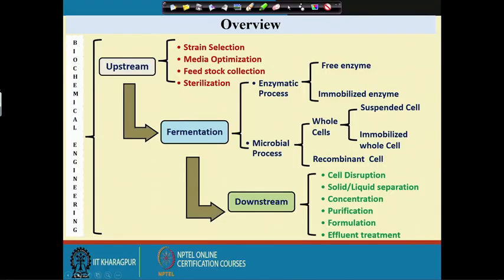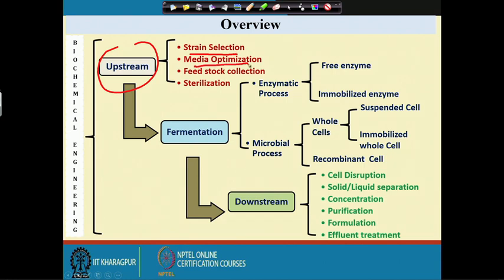If you look at this, I told you about upstream processing, and it deals with the strain selection, because the kind of microorganism that is available is in two different forms. One is the wild strain and the other is the industrial strain. Wild strains we cannot use for the industrial fermentation process because they are very unstable, and the industrial strains have genetic stability, so they have reproducible characteristics. Medium optimization is another, and feedstock collection and sterilization. All these things come under upstream processing.